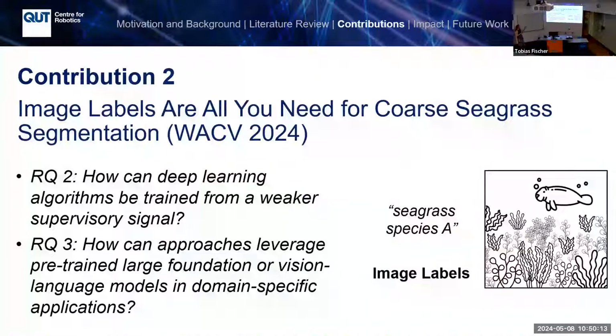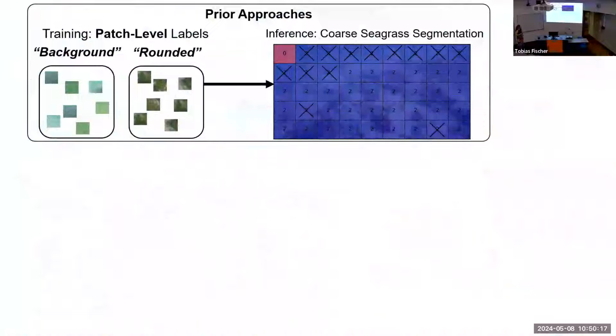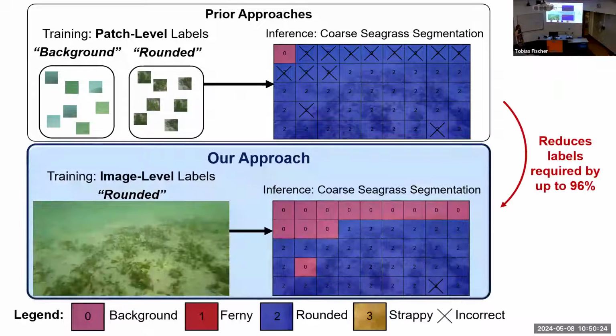And in this work, we're aiming to only leverage the image level labels. So in that prior work, we used patch level labels to achieve the coarse seagrass segmentation inference. Now we use only the image level labels, but we still want to achieve the same level of detail and still perform that coarse seagrass segmentation task at inference time.